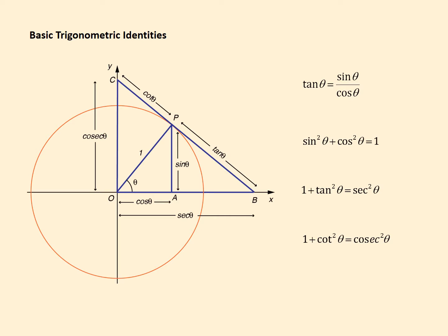Similarly, AP is sine theta. And using similar triangles, in which on this diagram there are in fact five triangles which are all similar, which are OAP, APB, OPB, OPC, and OCB. And from using these similar triangles, we can get the lengths shown as PB is tan theta, OC is cosec theta, PC is cot theta, and OB is sec theta.